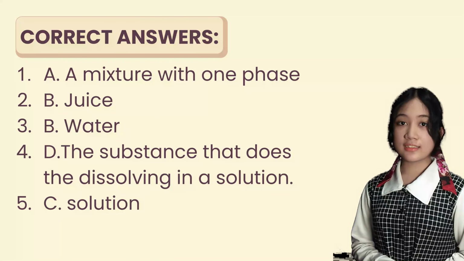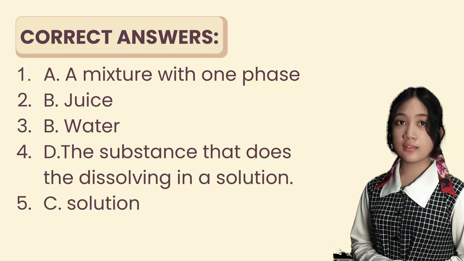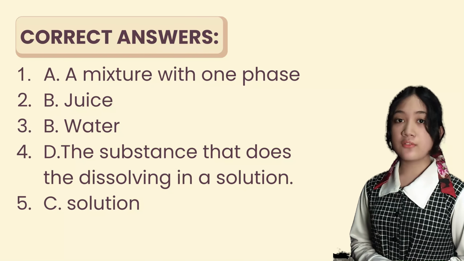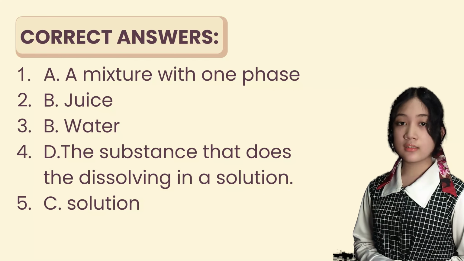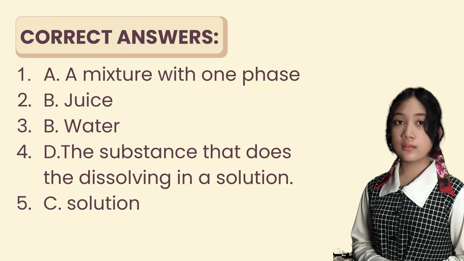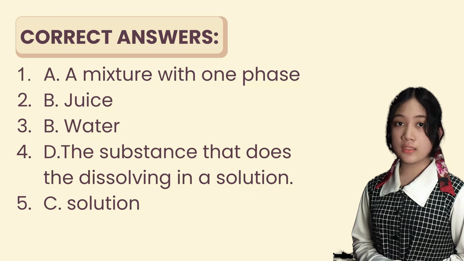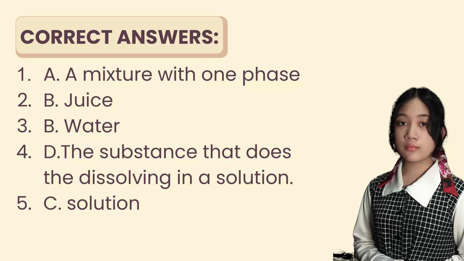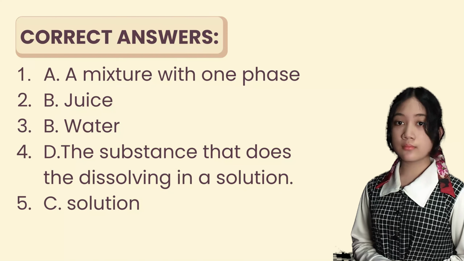These are the correct answers. Number 1. A. A mixture with one phase. 2. Letter B. Juice. Number 3. B. Water. Number 4. Letter D. The substance that does the dissolving in a solution. Number 5. Letter C. Solution.